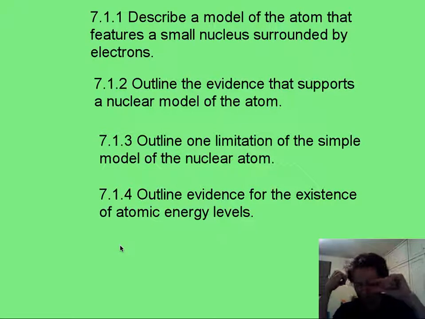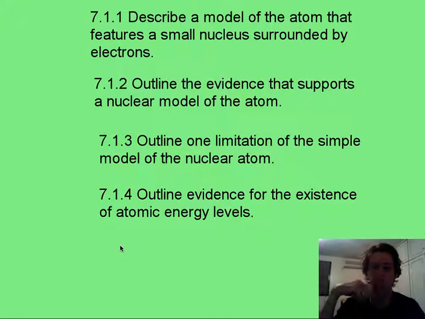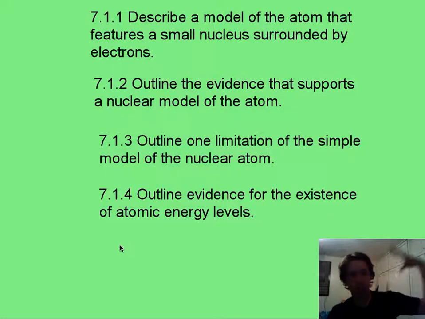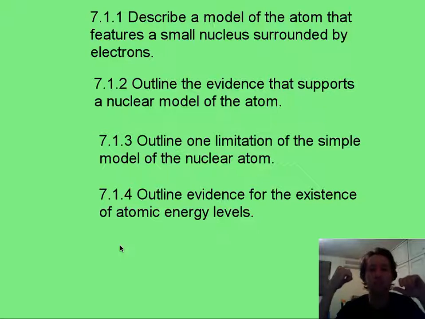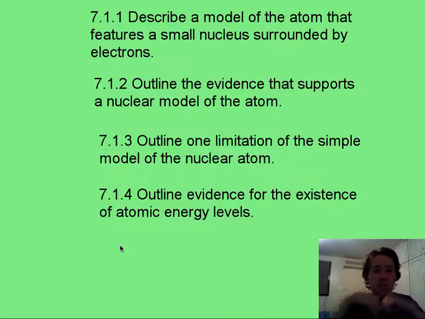Atoms, they're so tiny, we can't even see them. But we know they exist, and we know they have a nucleus, we know they have electrons, and we know a few things about them. So in this topic 7, nuclear physics, we're going to discuss how we know those things about the atom. We've got a model, but there's some limitations to it, and we're going to talk about the evidence of how we know these things.